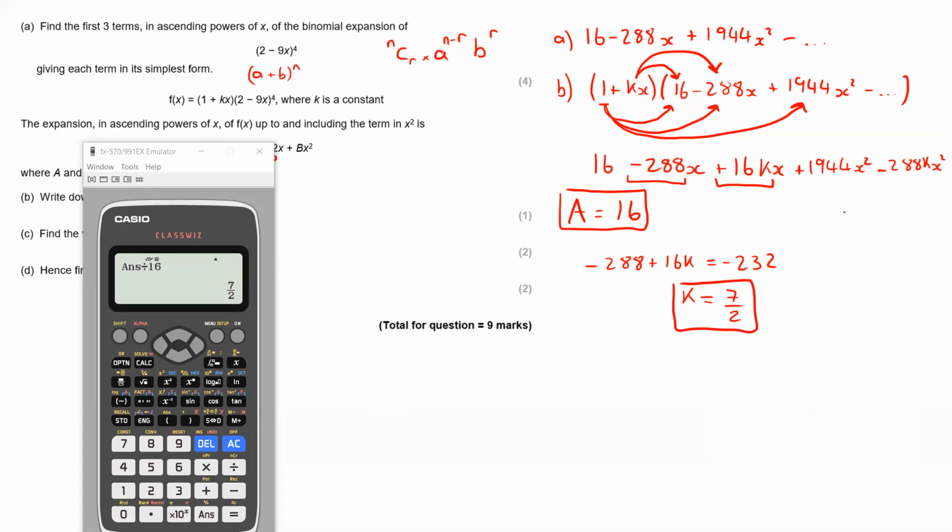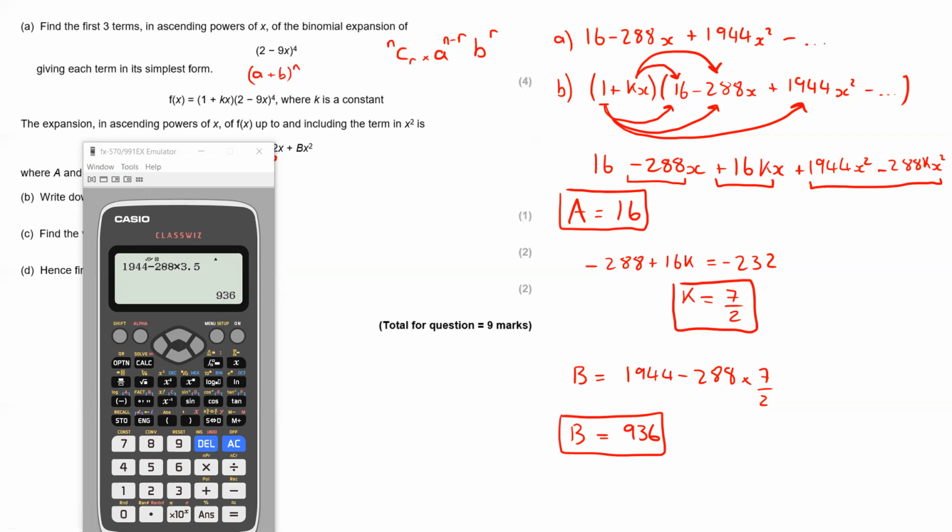And lastly, for b, I know that b is equal to the coefficients of this. So it's 1944 minus 288 times by k. So for b, I know that's equal to 1944 minus 288 times by 7 over 2. And I just have to plug that into my calculator. So 1944 minus 288 times 3.5, 936. So b is 936. And that's that one done.